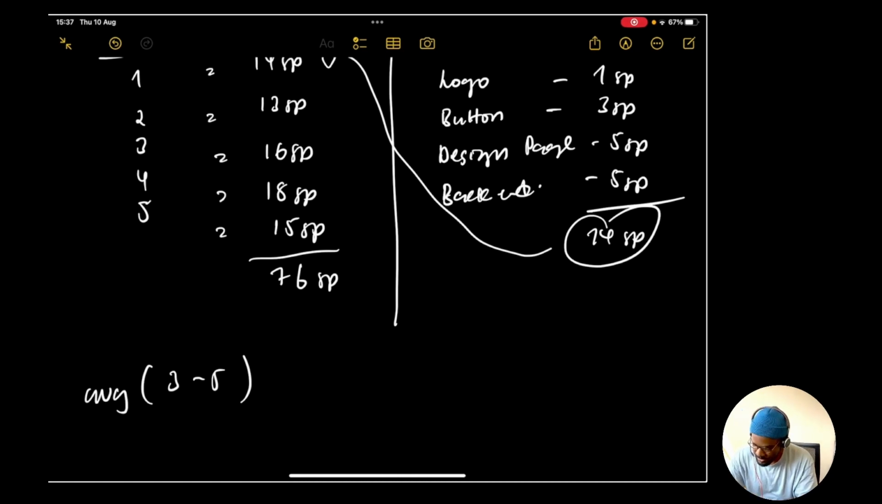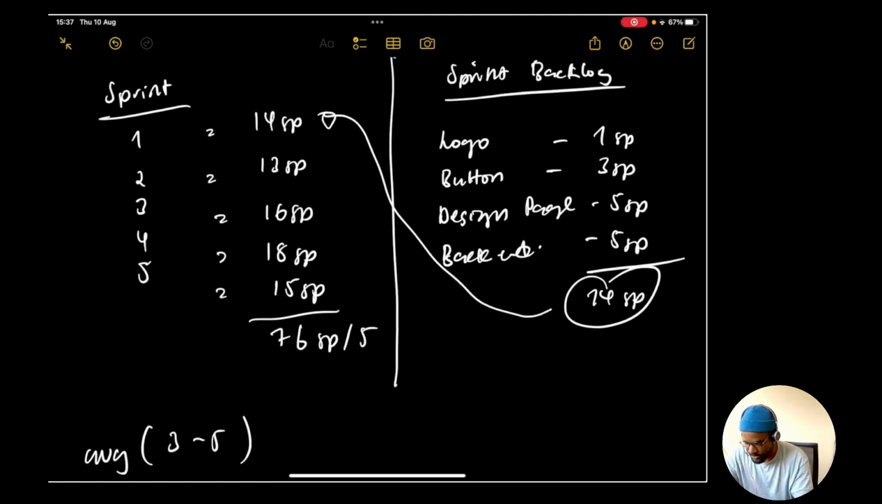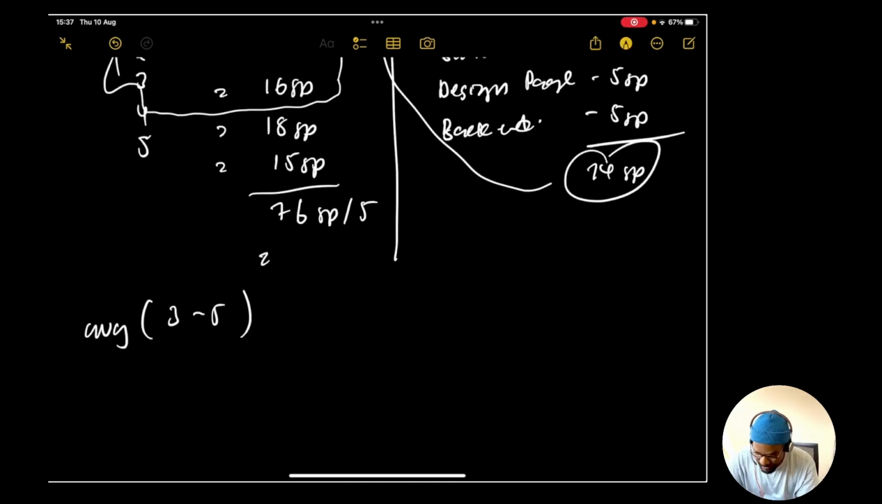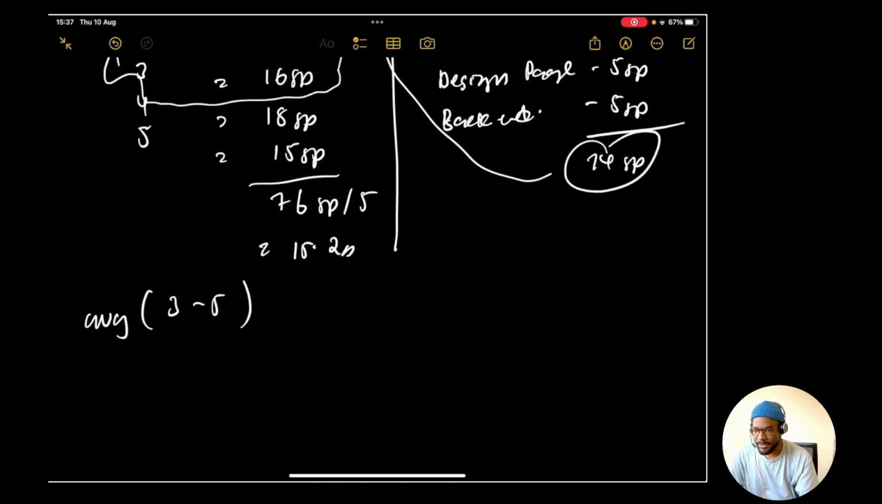So all we have to do is 76 divided by 5 in this case, right? We're trying to get the average. Just so you know where I got the 5 from, the 5 is the number of sprints. If you're using just 1 to 3, so you're calculating just this bit here, then you're going to divide it by 3. So basically, it is the total number of story points that you had in the sprints divided by the number of sprints itself. In this case, we have 15.2. So this is the average. Our average is 15.2.